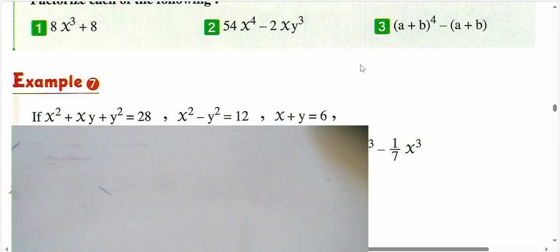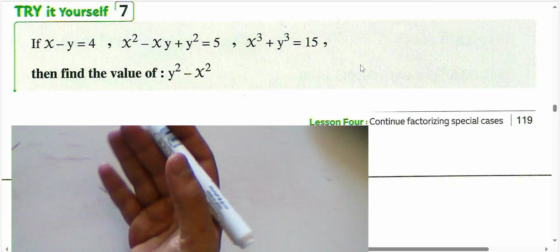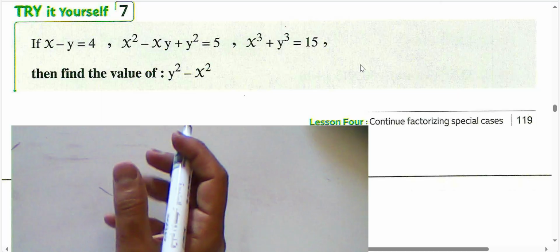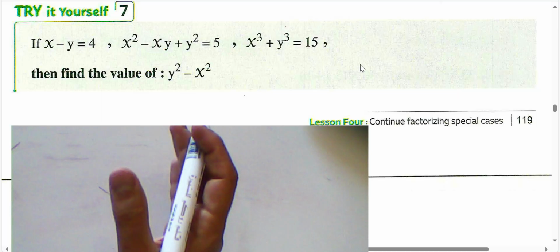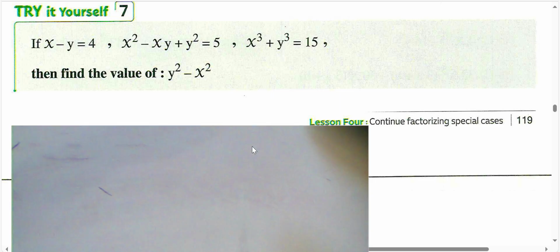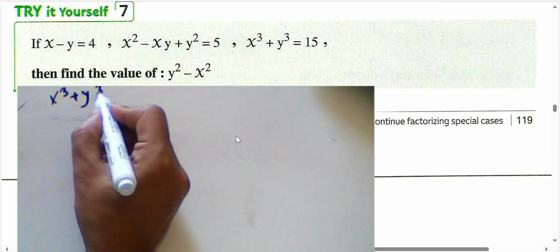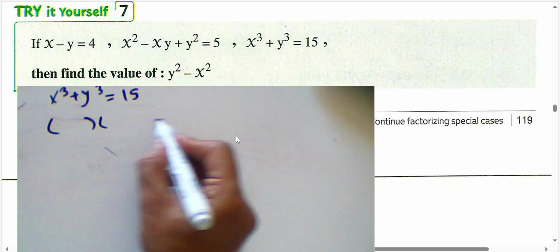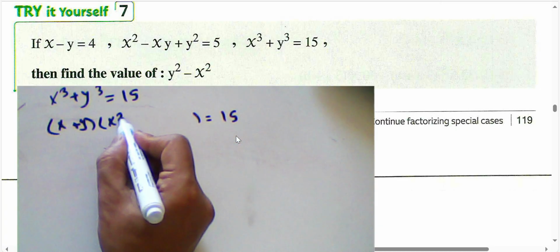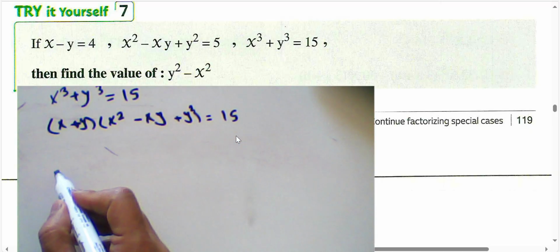Understood? Next question. Try it yourself. If x minus y equals 4 and x power 2 minus xy plus y power 2 equals 5 and x power 3 plus y power 3 equals 15, find the value of y power 2 minus x power 2. Okay, we can get the information from the first about x power 3 plus y power 3 equals 15. We can factorize: small brackets and greater brackets. The cubic root of the first and the second, and x power 2 and y power 2, and the middle first and second, change the sign, negative xy.